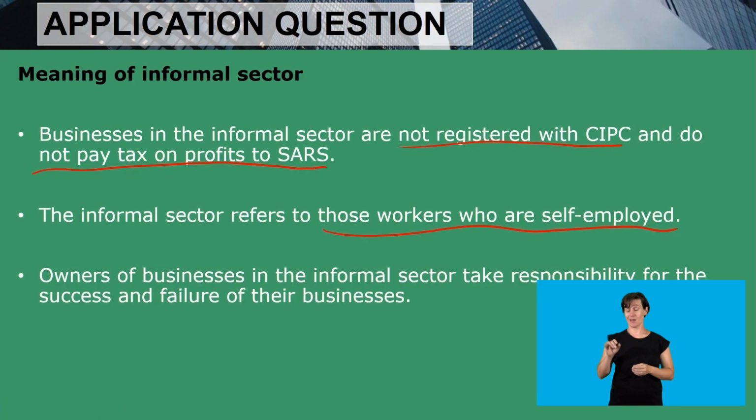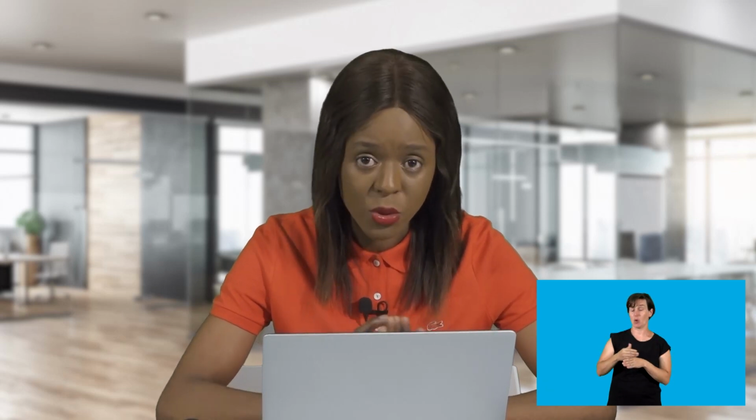Owners of businesses in the informal sector take responsibility for the success and failure of the business. Since this business is not registered, does not pay tax, is not registered with CIPC, it belongs to the entrepreneur. So the owners of these informal businesses take responsibility for the success and the failure of their businesses. If they decide to be lazy and not grab opportunities that come along their way, their business is not going to be successful.